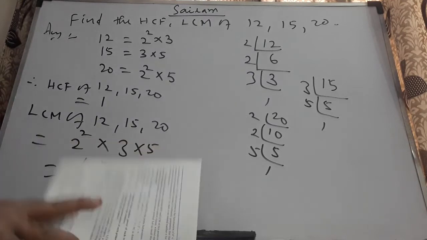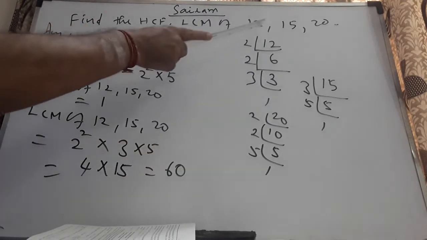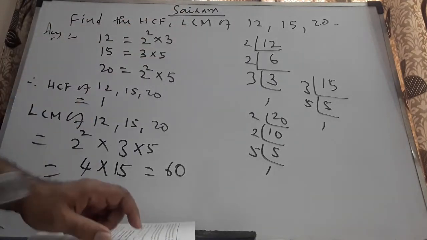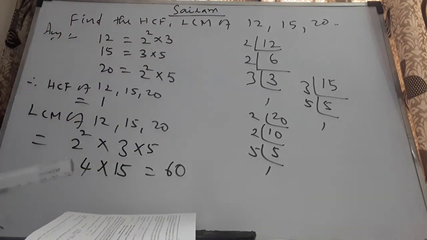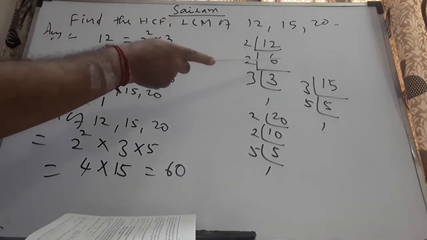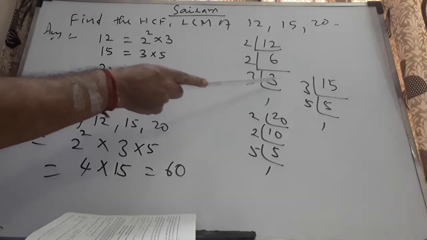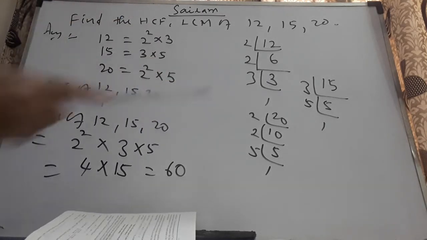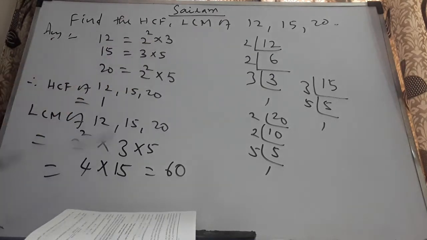Let me just repeat. Find the HCF and LCM of 12, 15, 20. I'll use the prime factorization principle here. I'll divide 12 by 2, I'll get 6. I'll divide 6 by 2, I'll get 3. I'll divide 3 by 3 again, I'll get 12 as 2 square into 3. 15 is nothing but 3 into 5. 20 is nothing but 2 square into 5.